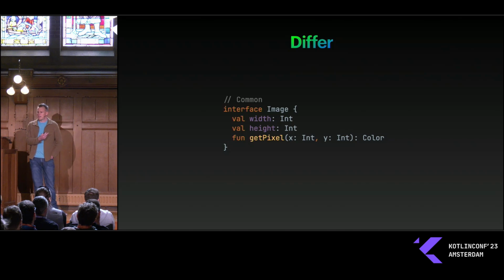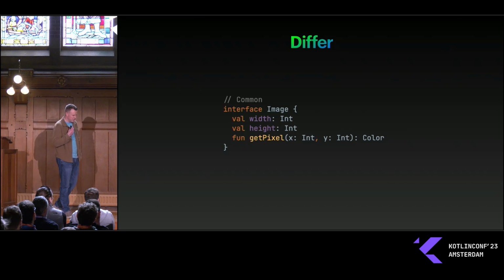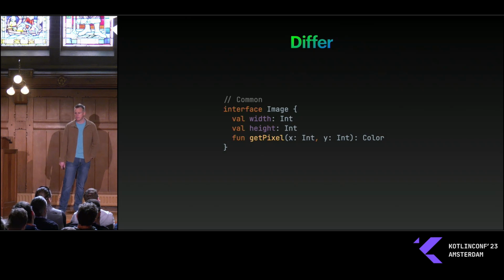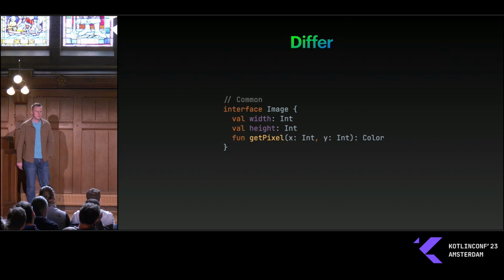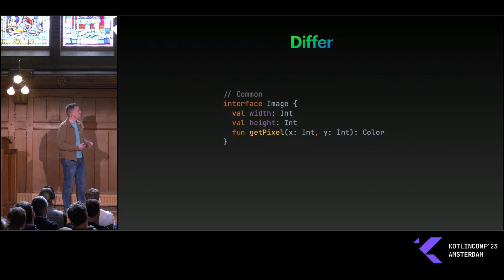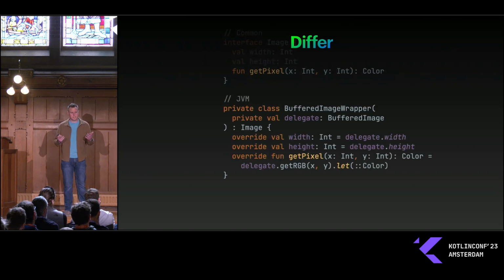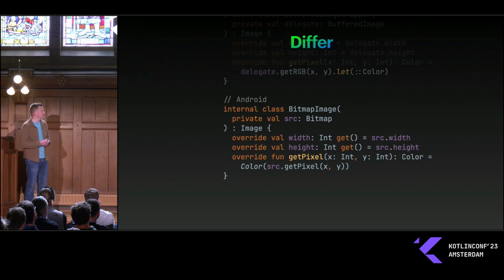This is a Kotlin Multiplatform library. So in the common source set, we have a very simple interface. An image is something that has a width and a height and something you can get pixels out of. And for this purpose, a pixel is just a color. What is the value at that position within the image? So that's the interface in the common source set. On the JVM, we wrap a buffered image, which comes from AWT. And on Android, we use a bitmap. Very simple. That's kind of the basics of it.